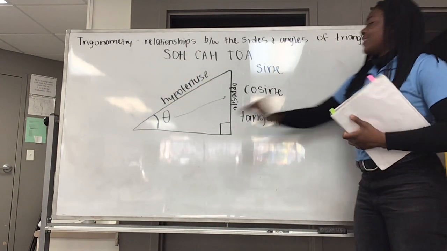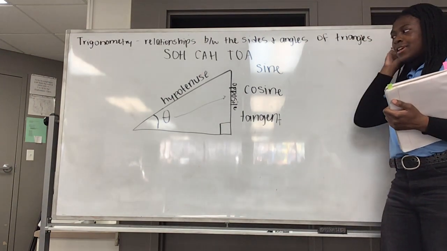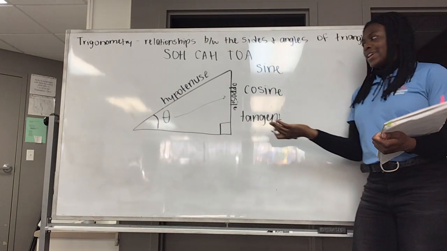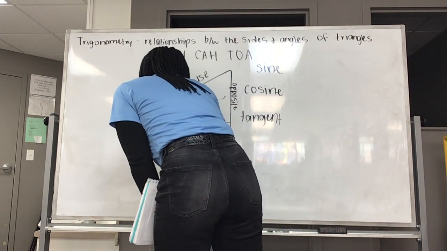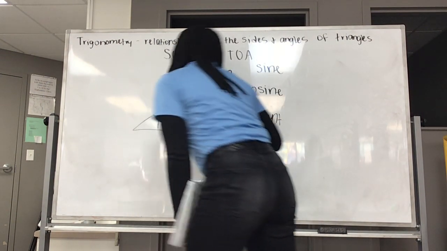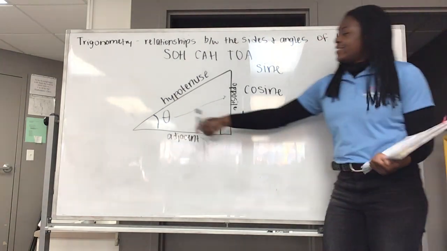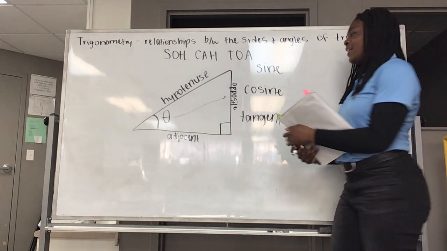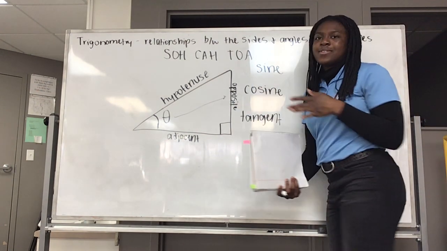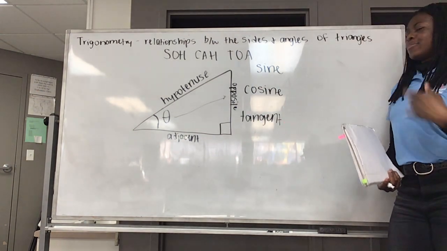Okay, and then this last side down here, in regards to this angle, is adjacent, or next to, which is what adjacent means. So this side in comparison to the angle is adjacent. This side in comparison to the angle is opposite. And again, the hypotenuse is always the hypotenuse, which is across from our right angle.